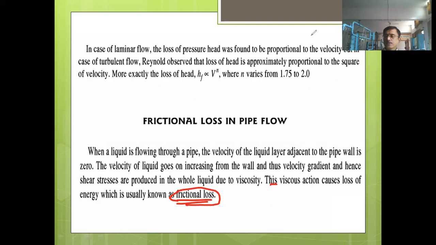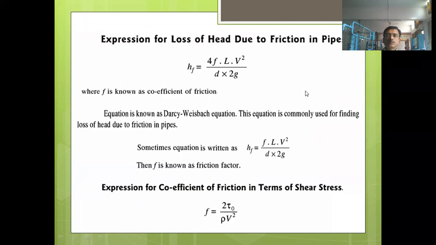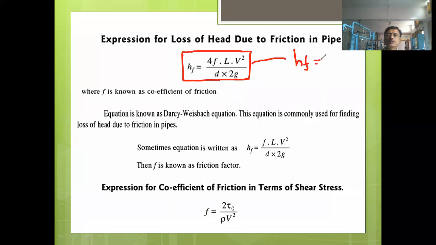Next, how to get the head loss due to friction in the pipe. To get this, various scientists have done experiments and derived formulas. Out of those formulas, one is the Darcy Weisbach equation. This equation is used for finding the head loss due to friction, and it is HF is equal to 4 F L V square upon 2 g D.